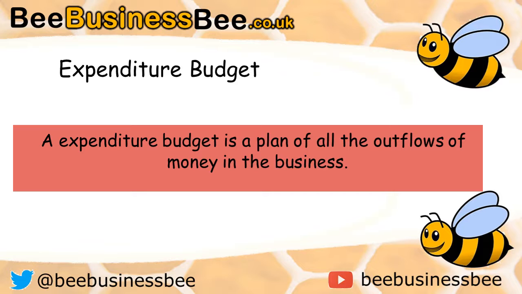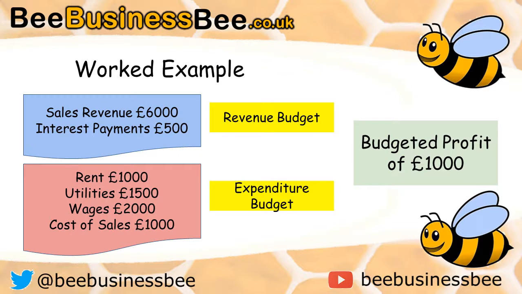Let's take a look at a worked example so you can see these in action. So a business might have a typical revenue budget of the sales revenue is £6,000, and it's got interest payments on the money that it's got saved in the bank of £5,000, and that would be the revenue budget, or the income budget if you want to think of it in that sense. And then of course you've got your expenditure budget, where you've got your rent of £1,000, your utilities of £1,500, your wages of £2,000, and your cost of sales of £1,000. And that's your expenditure budget, money getting out of your business. So think about your cash flow, but it's a budget, it's a plan. This is what we plan to come into our business, and it's what we plan to spend. And if you notice, that gives us a planned budgeted profit of £1,000 at the end of each month for our business, which is quite good, as you probably can work out.